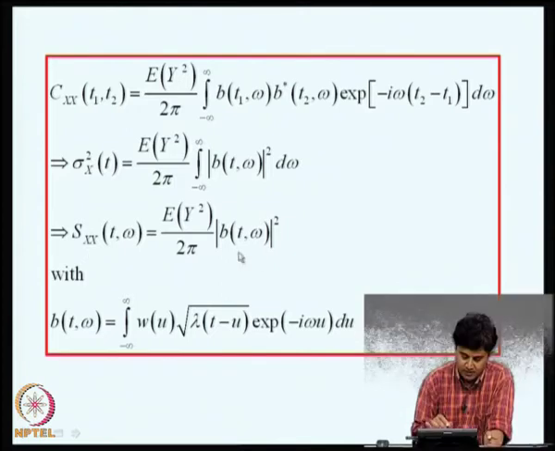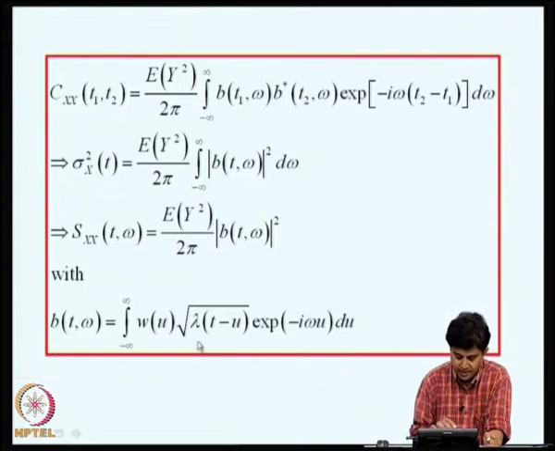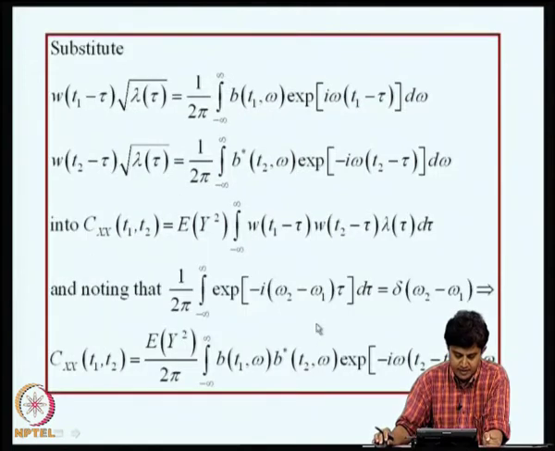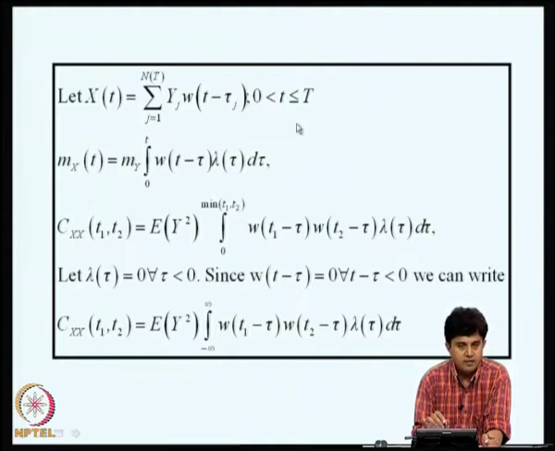Therefore, the power spectral density function of the pulse process that we are considering is given by the expected value of y square by 2 pi into the square of the absolute value of b of t comma omega, where b of t comma omega is related to the pulse shape and the arrival rate through this relation. Or in other words, the point being made is that this random process has an evolutionary power spectral density function. So, it can therefore be used for modeling the time varying nature of frequency content in earthquake ground acceleration.